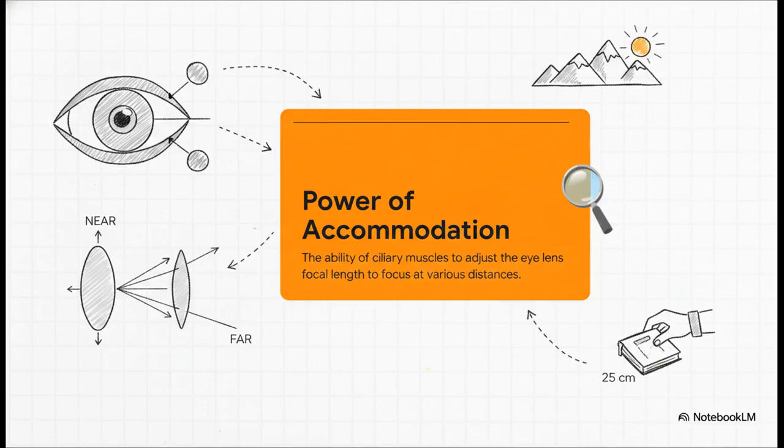The absolutely crucial point here is that this mechanism ensures a sharp, clear image on the retina no matter where the object is. Just keep in mind there is a limit. For a normal eye, the absolute closest you can clearly focus, your so-called near point, is exactly 25 centimeters away.